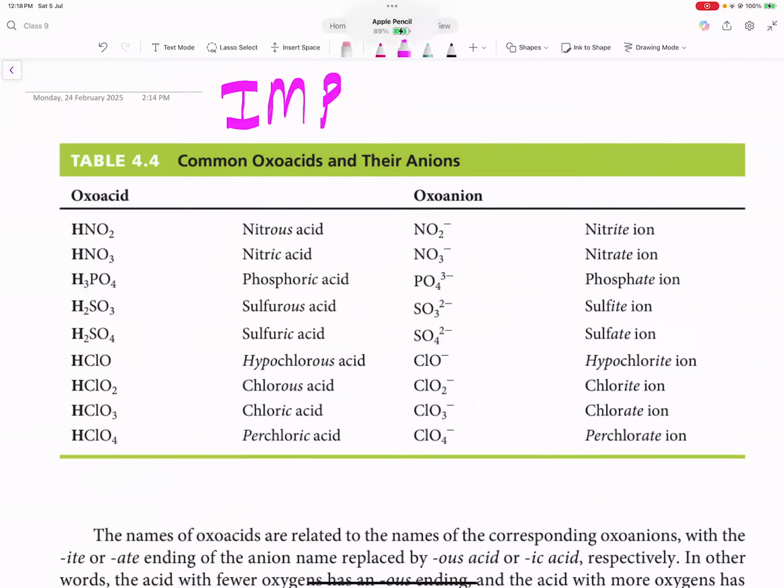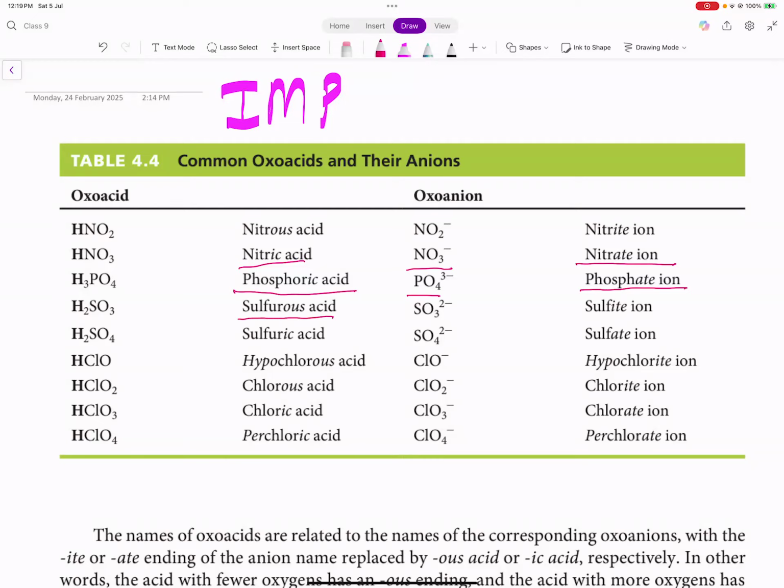So nitrous acid, and after taking H plus, we are left with NO2 minus ion, which we call nitrite ion. HNO3 is called nitric acid. After taking H plus, we are left with NO3 minus, which we call nitrate ion. H3PO4 is called phosphoric acid. After taking all three H plus, we are left with PO4 3 minus, right? Because 3 H plus have been taken out. This we call phosphate ion.